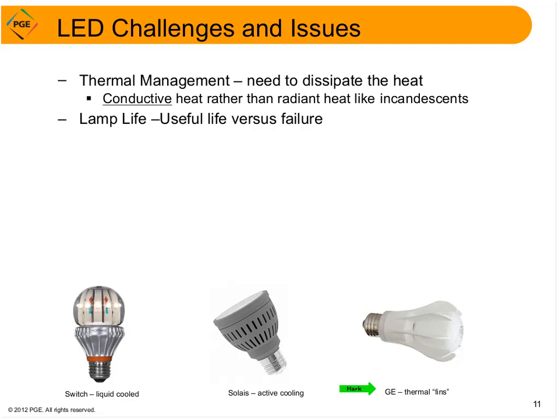Lamp life is different for LEDs. For most conventional sources, lamp life is determined at a point when there's a 50% failure rate in tested lamps. LEDs, on the other hand, are rated on their useful life, and that useful life is when they've experienced a 30% light loss and indicates that they should be replaced.